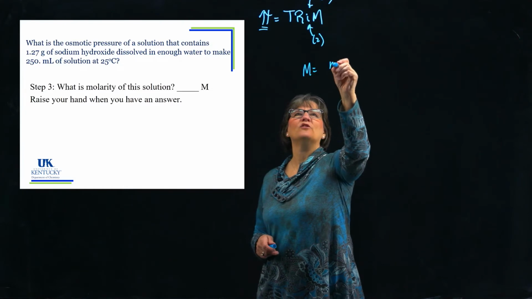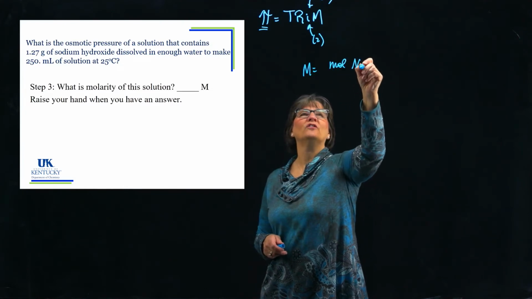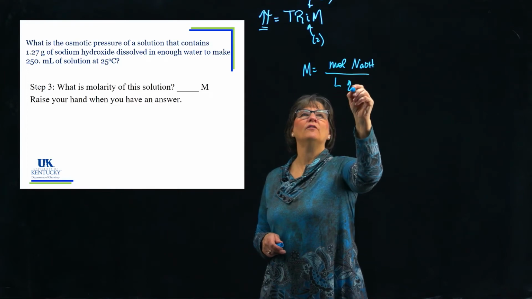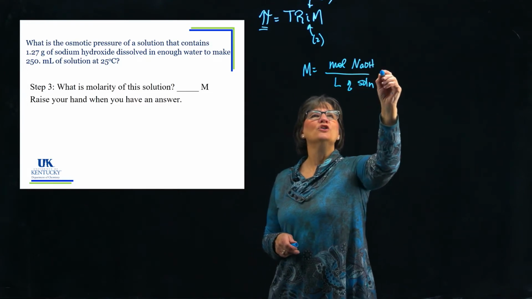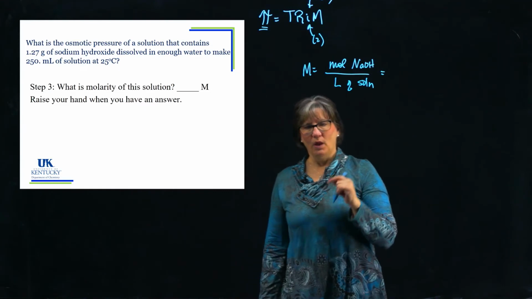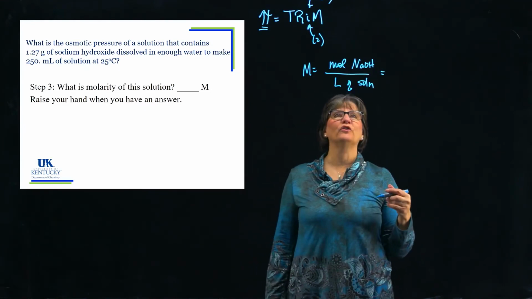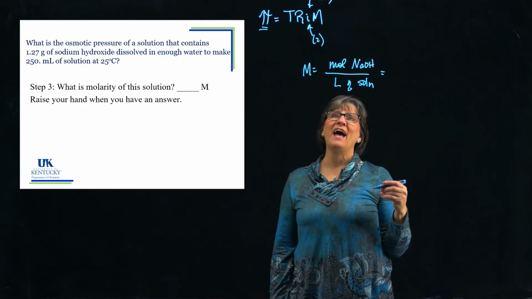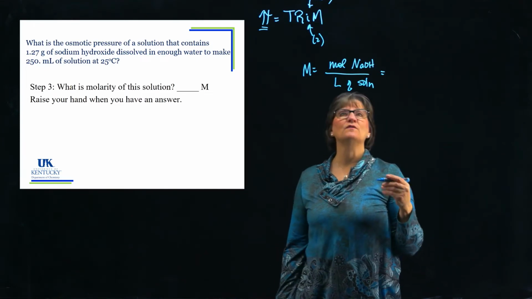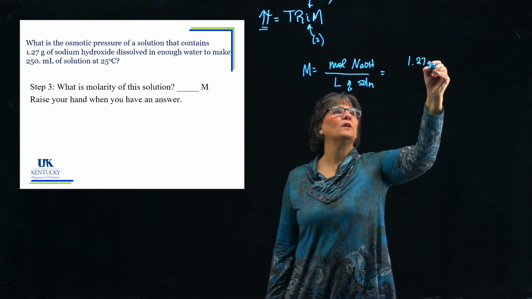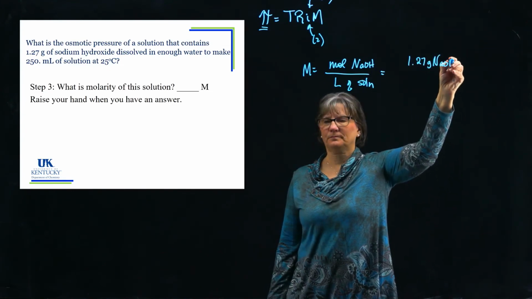We know that is moles of solute, in this case sodium hydroxide, over liter of solution. Okay, so we need those two things. Well, I see in the problem that we have not been given the moles of sodium hydroxide, but we have been given the grams of sodium hydroxide. So that's 1.27 grams of NaOH.